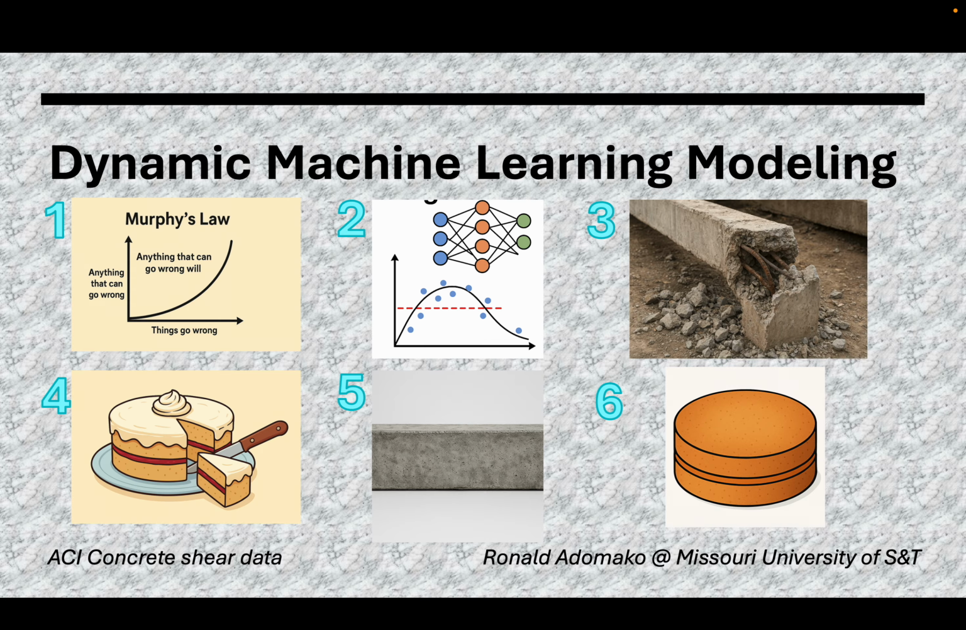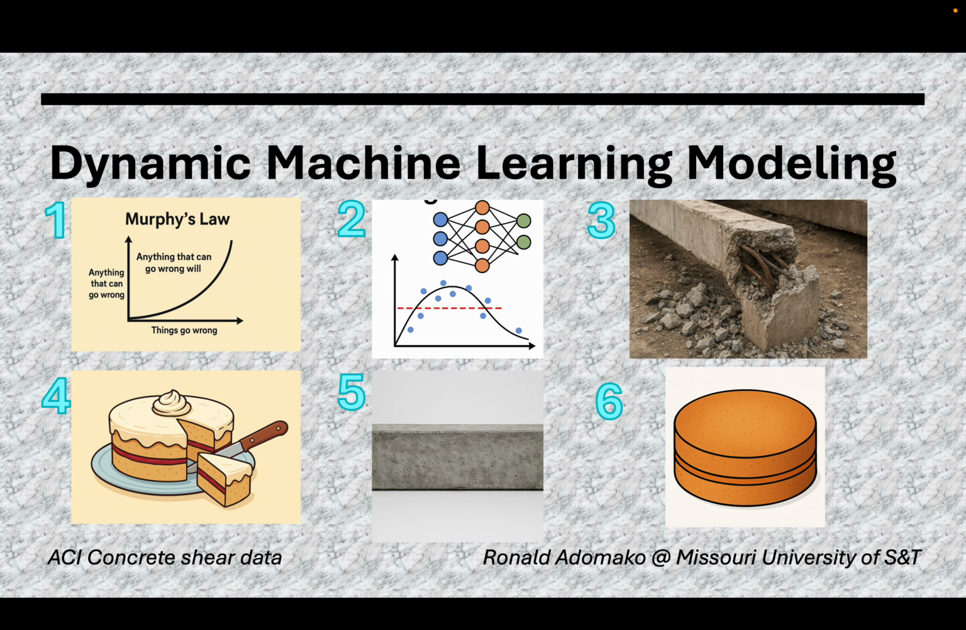So I developed a computer science approach that would allow me to both take input and return results while remaining nimble enough to update itself when it sees new data. And this is particularly helpful when we're dealing with data that has anomalies, such as ACI, American Concrete Institute's shear data.